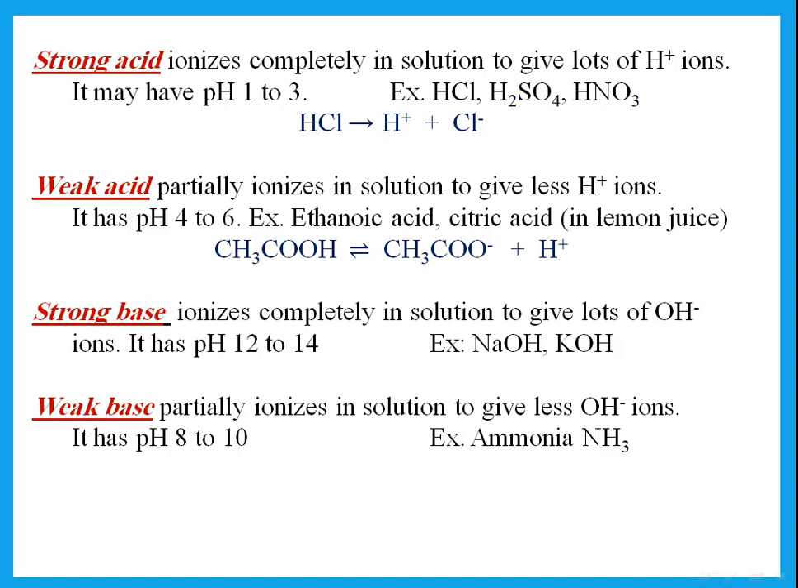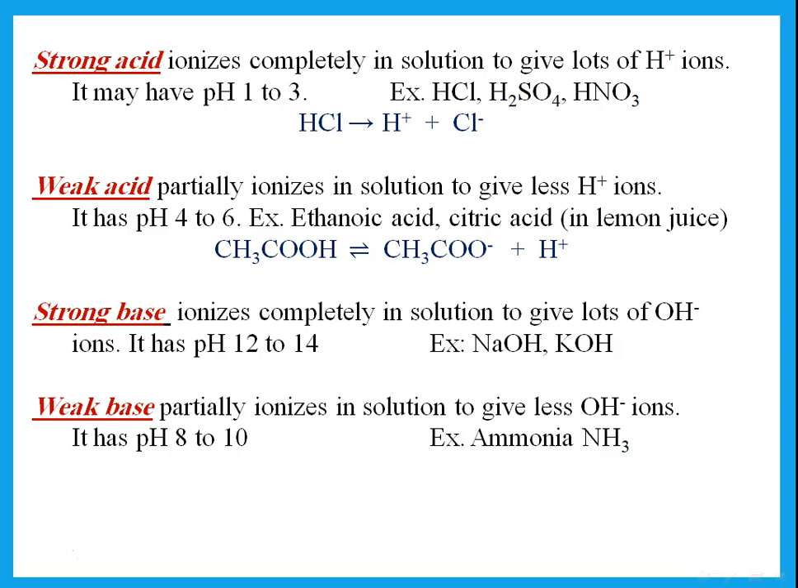This is a characteristic of the acid. So an acid like hydrochloric acid is a strong acid, and that means that it ionizes completely in solution to give lots of H plus ions. Other types of acids are weak. A weak acid will only ionize partially. What does that mean?